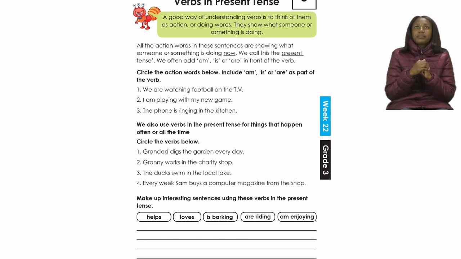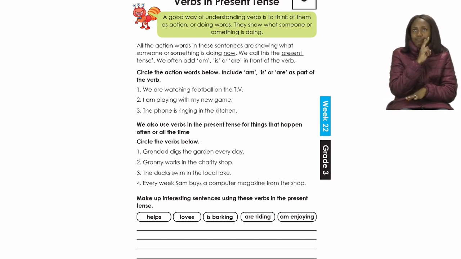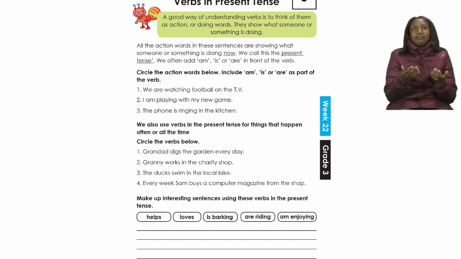We often use the words am, is, or are in front of a verb. So the first thing that we need to do is to circle the action words below, along with either am, is, or are as part of the verb. Then the second thing we're going to do is to also look at verbs in the present tense for things that happen often or all the time.